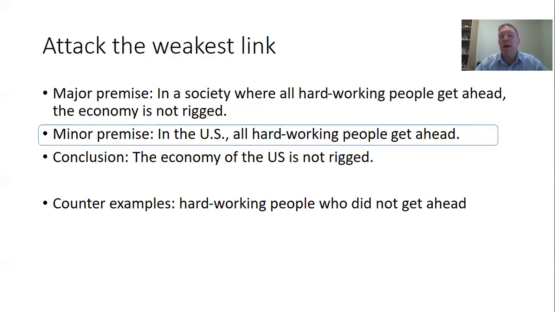This, by the way, can help you strategize how to create your own argument. Let's say you wanted to argue that the economy is not rigged, okay? Don't make the argument that all hardworking people get ahead. Make something like this: the economy of the United States is not rigged because hardworking people can still get ahead. So all you have to prove now is hardworking people can, in fact, get ahead. One counterexample is not going to kill you.